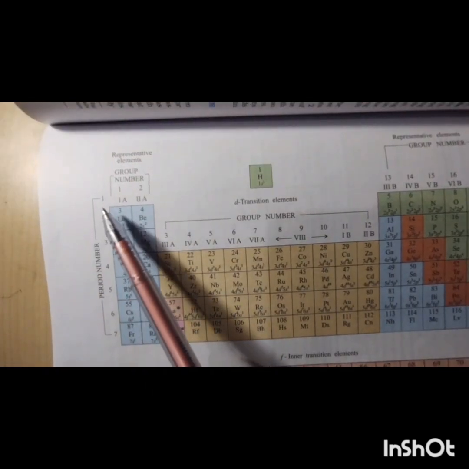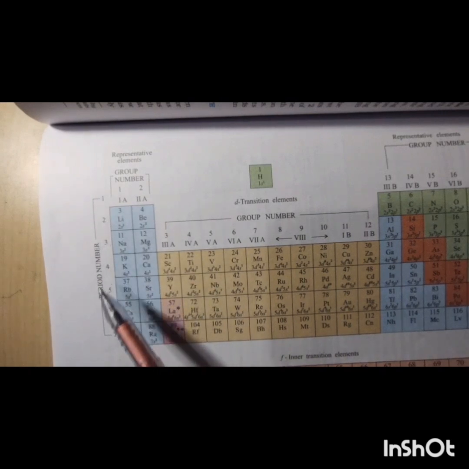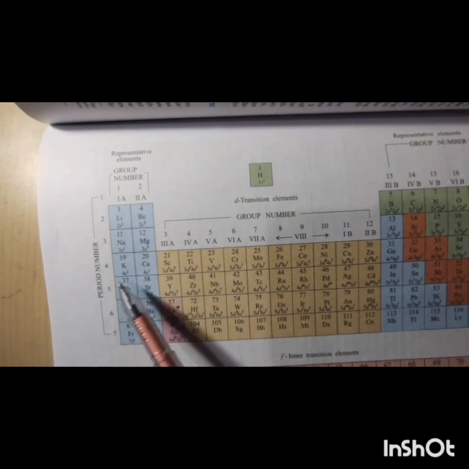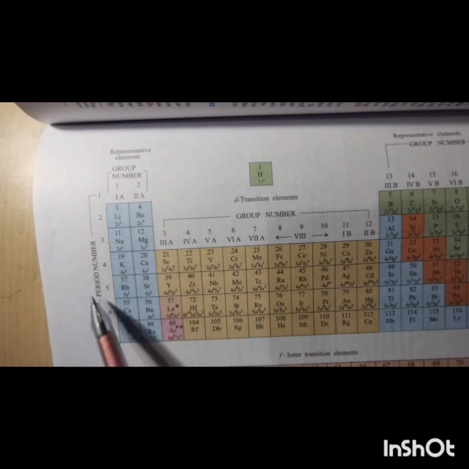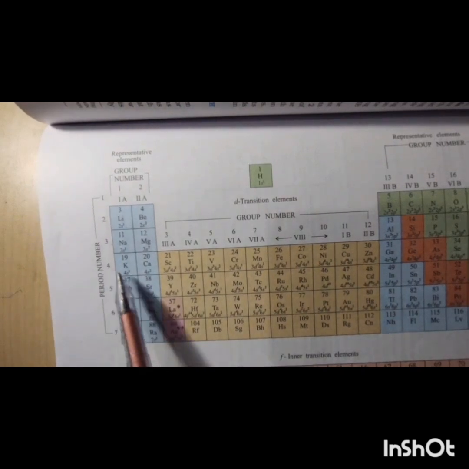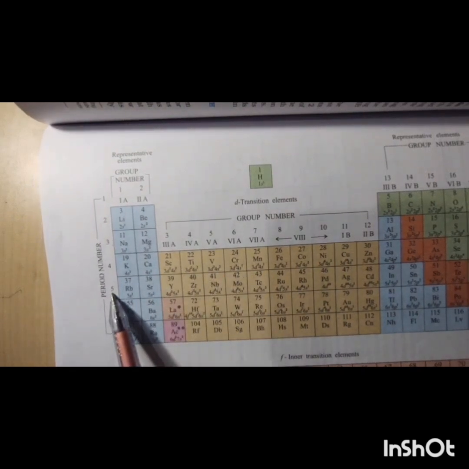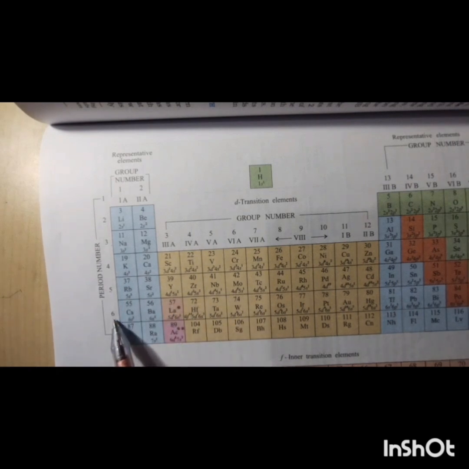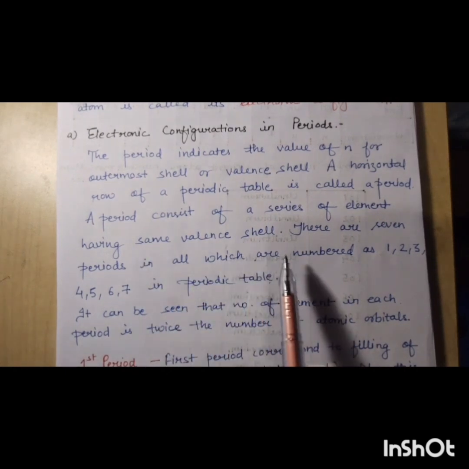That is, this is the period. Here 1, 2, 3, 4, 5, 6, 7. 7 periods are there, and each is located according to the same number of valence shell. If there are 4, then there are 4 shells, and 5, then 5 shells, and 6 shells. So in this way the period is located according to its valence shell.